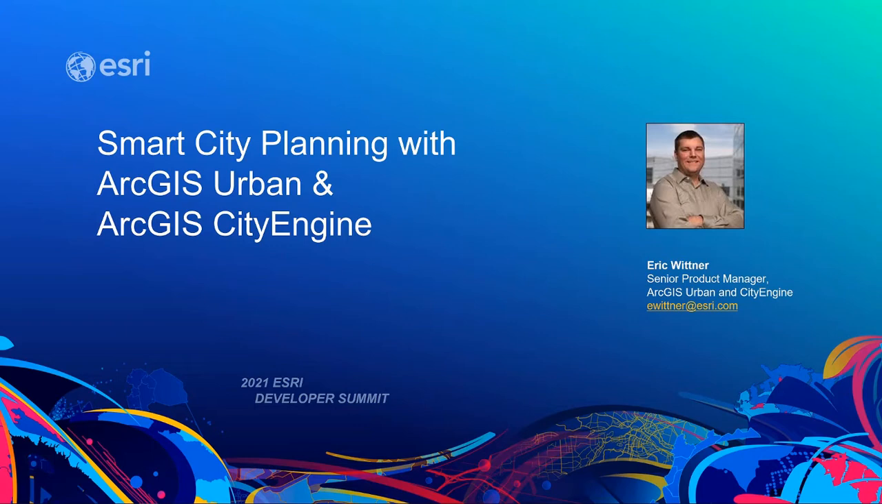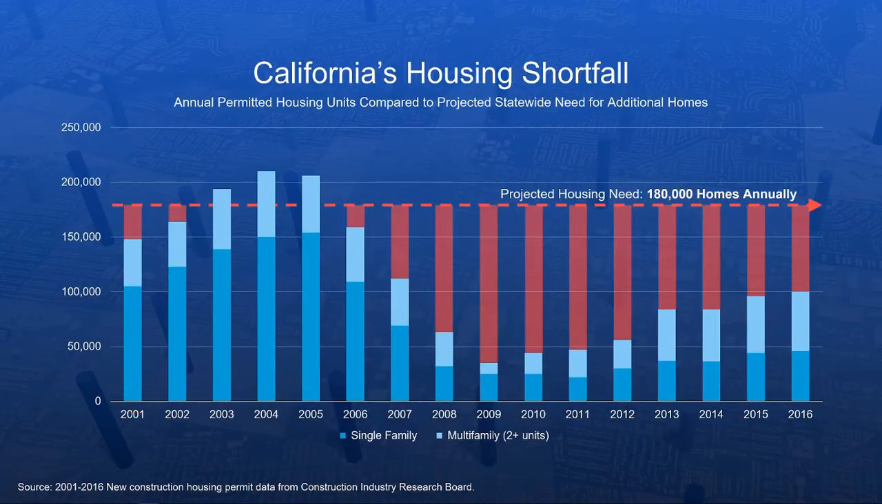My name is Eric Whitner. I'm a senior product manager on the Geo-enabled systems team here at Esri. I'm responsible for smart cities and specifically ArcGIS Urban and CityEngine. And I want to talk to you today about Urban and CityEngine and how they're used for smart city planning and walk you through some of the new capabilities we added in recent releases.